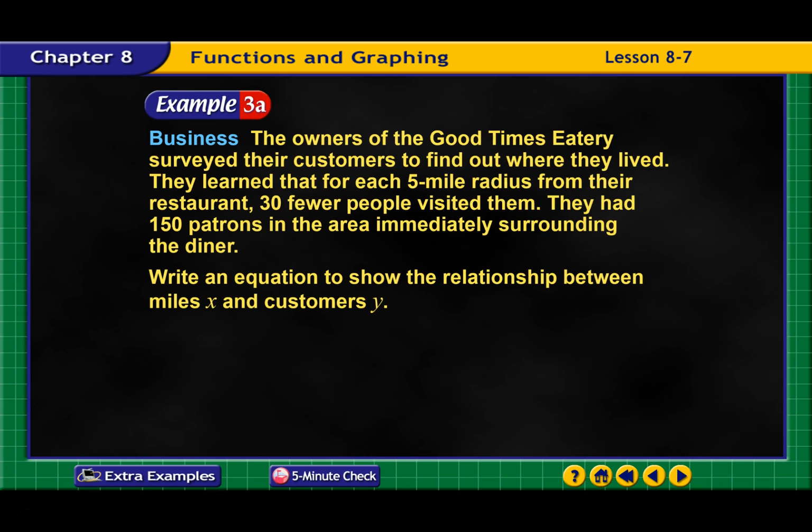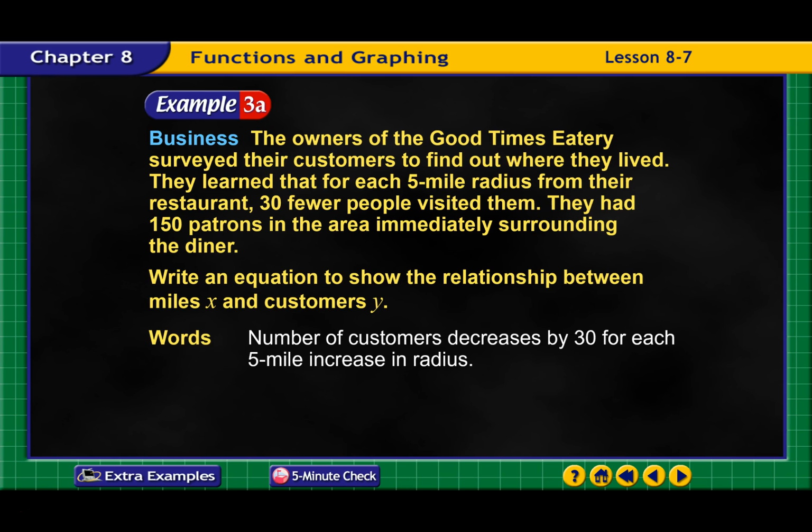All right, the owners of Good Times Eatery surveyed their customers to find out where they lived. They learned for each 0.5-mile radius from their restaurant, 30 fewer people visited them. They had 150 patrons in the area immediately surrounding the diner. Write an equation to show the relationship between miles and customers. All right, so the number of customers decreased by 30 for each 5-mile radius.